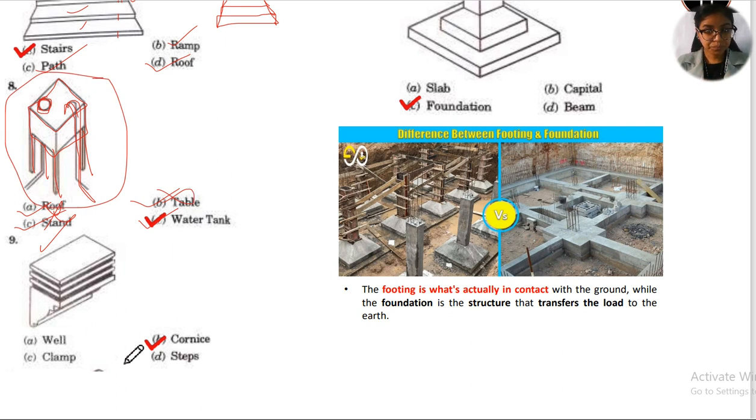Next one, we have well, clamp, cornice and steps. See, this topmost covering part which is used in between any two intersecting surfaces, like your wall and your roof. Suppose this is your wall, this is your roof. Here you will see your cornice. It is used to cover the edge part. So this is your cornice.